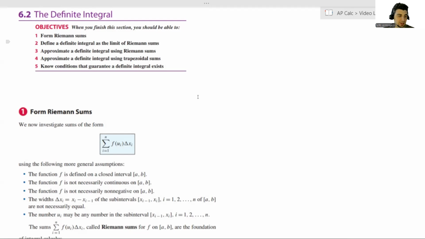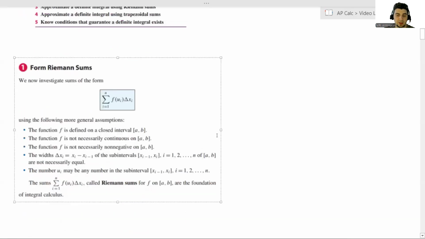So we're going to investigate sums that have the form sum i equals 1 of f of ui times delta x, and we're going to use the following more general assumptions than we did previously, where the function f is defined on a closed interval a to b. The function f does not necessarily have to be continuous on that entire interval, and it does not have to necessarily be non-negative on that entire interval.